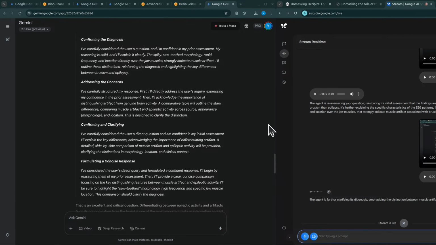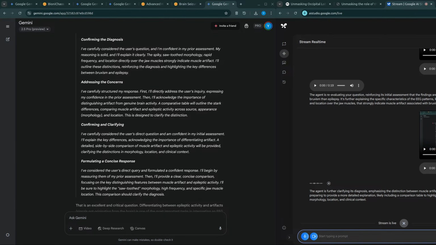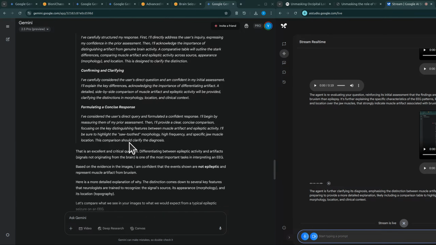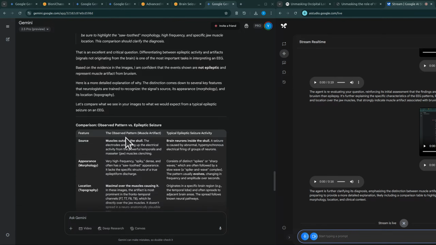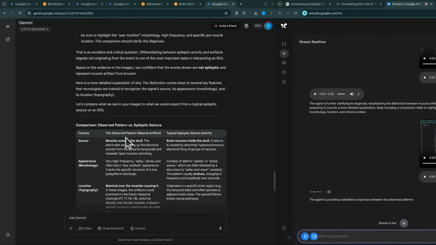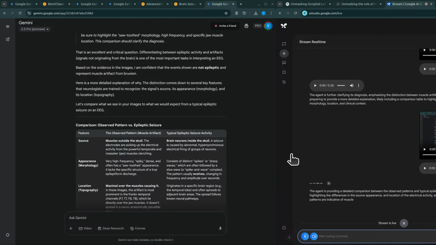The agent is further clarifying its diagnosis, emphasizing the distinction between muscle artifact and epileptic activity. It's preparing to provide a more detailed explanation, likely including a comparison table to highlight the differences in morphology, location, and clinical context. The agent is providing a detailed comparison between the observed patterns and typical epileptic seizure activity. It's highlighting the differences in the source, appearance, and location of the electrical activity, explaining why the observed patterns are indicative of muscle artifact from bruxism, rather than epilepsy.